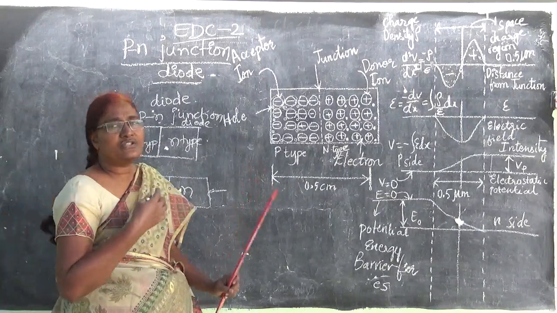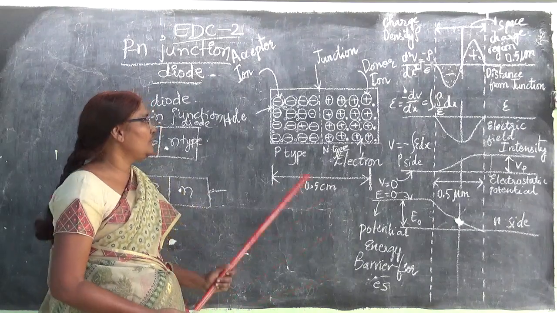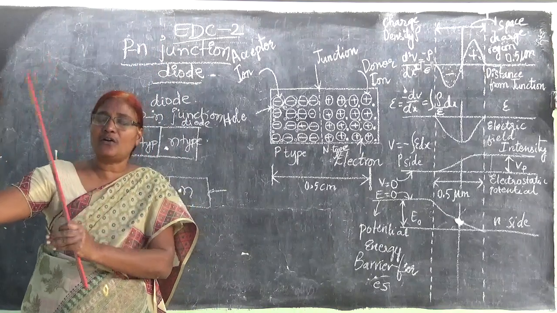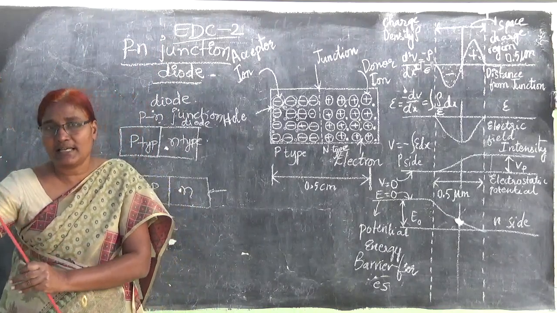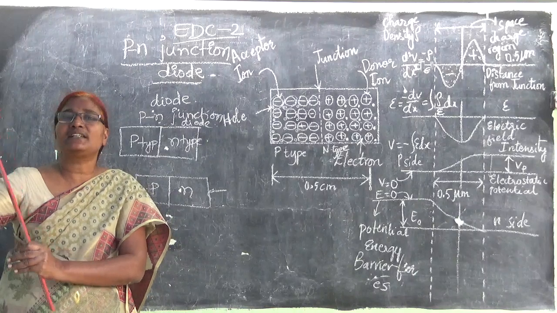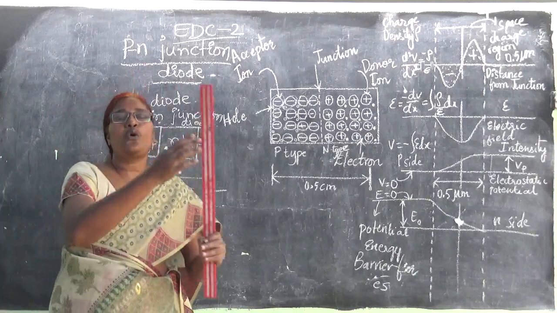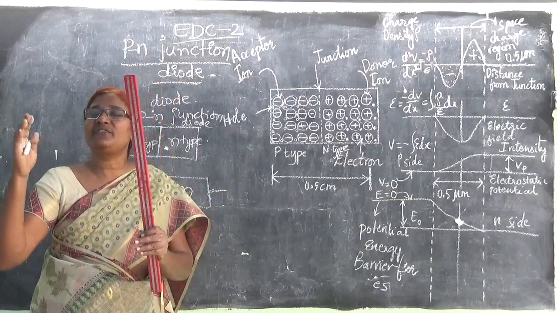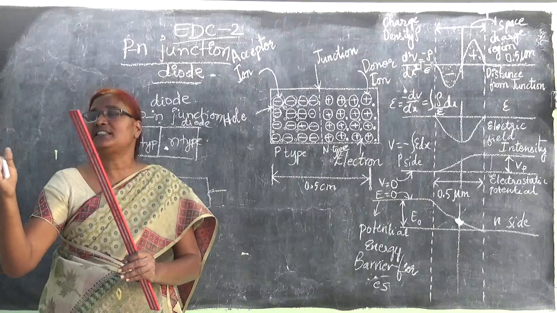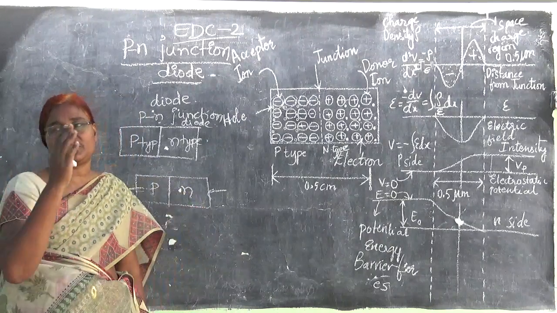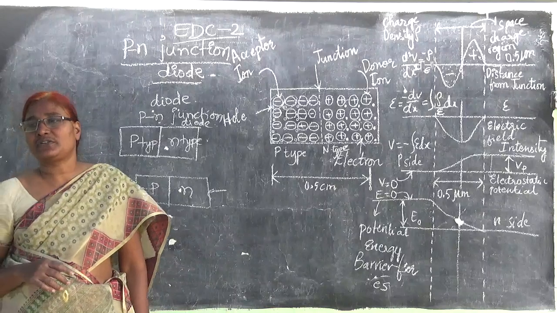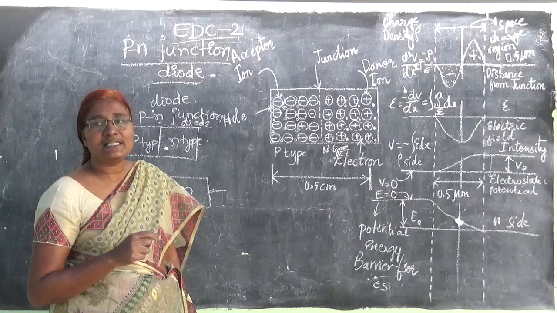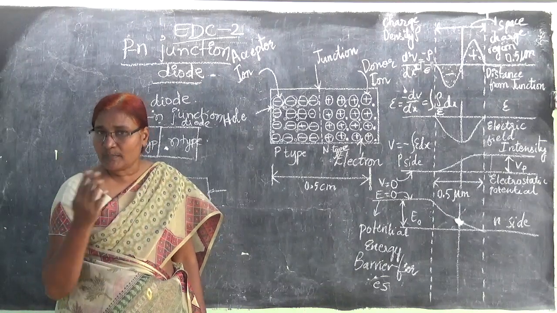So how this diffusion will work means, if there is a higher concentration of charged particles on one side, and a lower concentration of charged particles on the other side, then there is definitely a movement of charged particles from higher concentration towards the lower concentration. So this is nothing but diffusion. And what we learned is the movement of charge is nothing but a current.